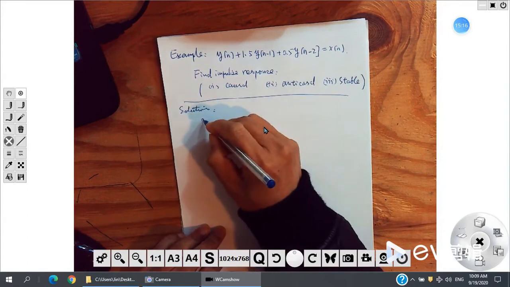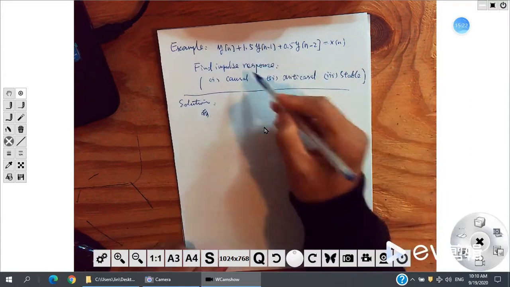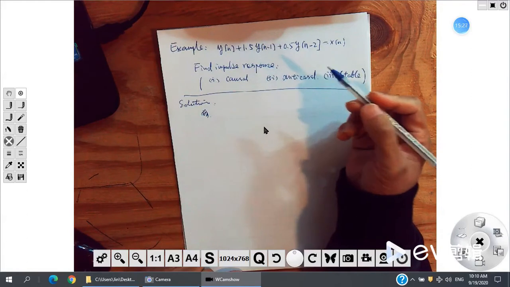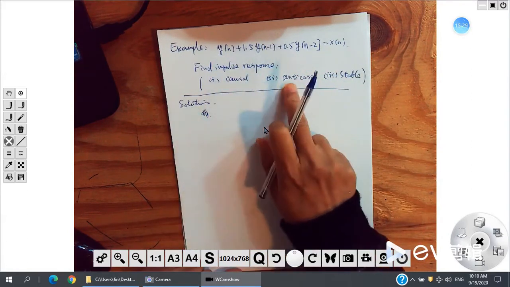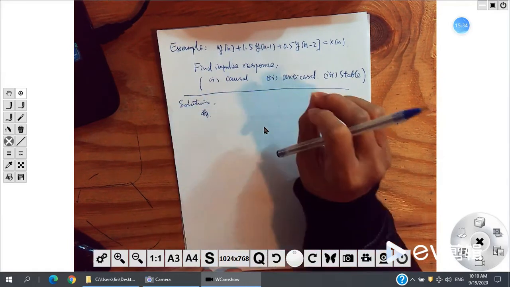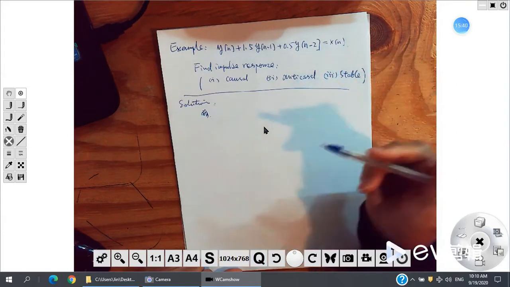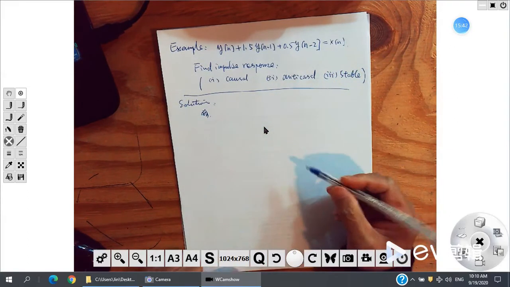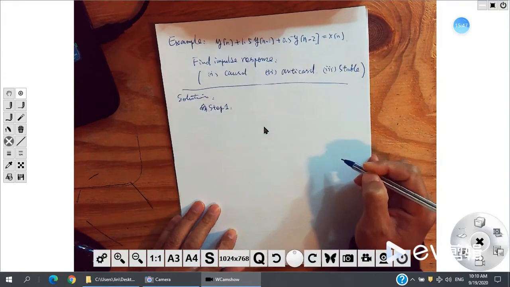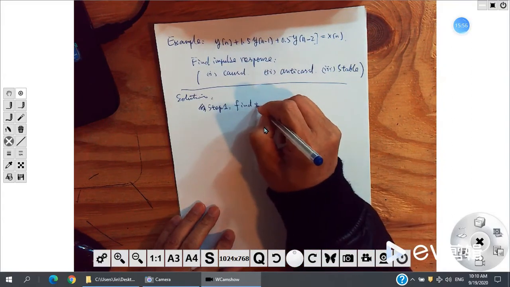Because we can find the homogeneous solution and the particular solution, they should be the same. The only thing different is the condition. So we find the particular solution and homogeneous solution first, and then apply the different conditions to determine the final answer. Okay, so step 1, firstly find the particular solution.